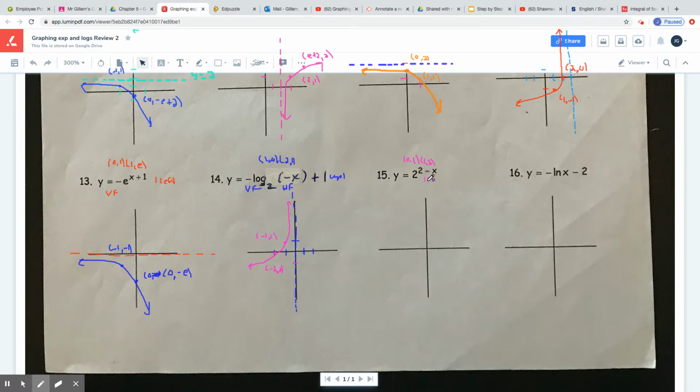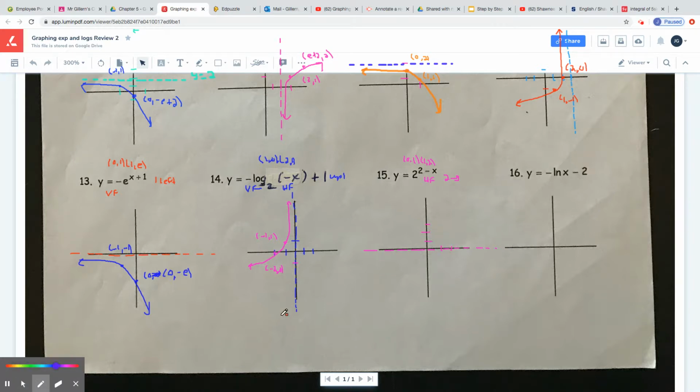We have a horizontal flip, and we're moving 2 to the right because we set this equal to 0. We got a +2. Don't just flip the sign of this and say, oh, it's a -2, so we do 2 to the left. That's not correct. So we're not moving anything up or down. So I still have a horizontal asymptote at 0.